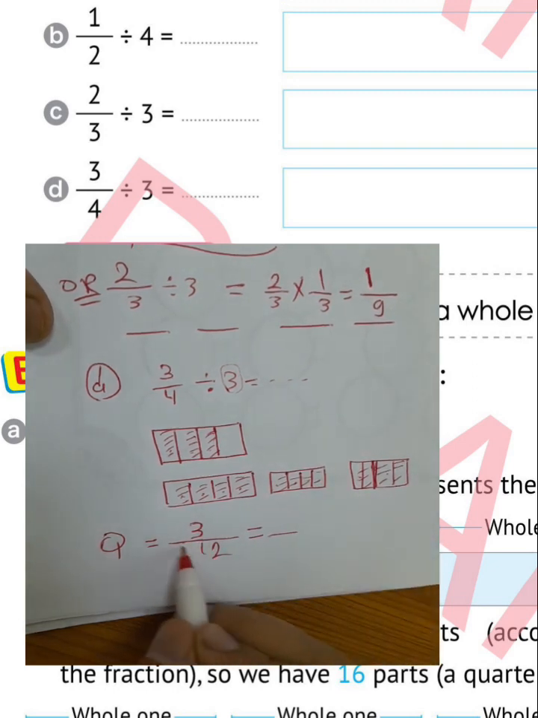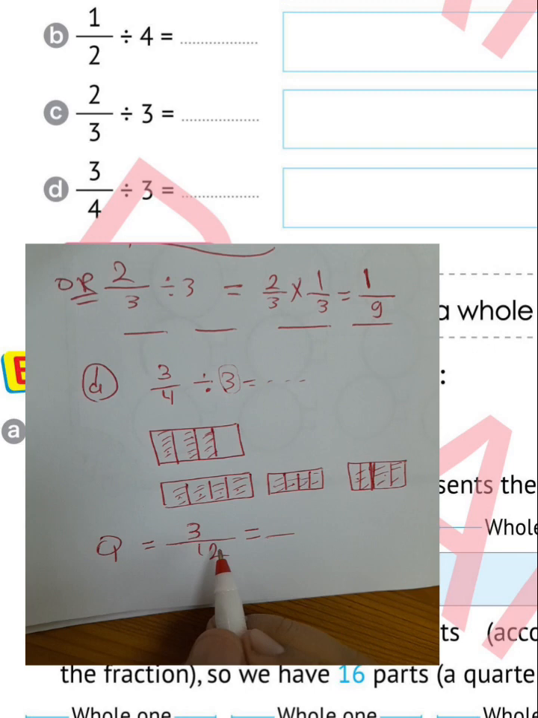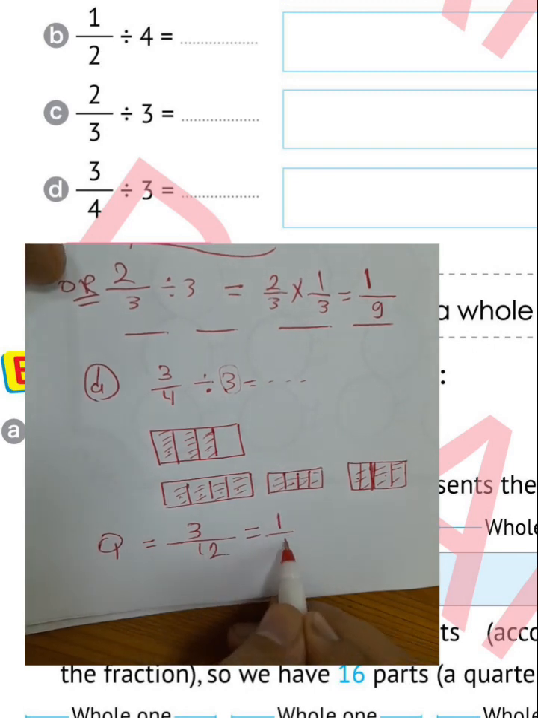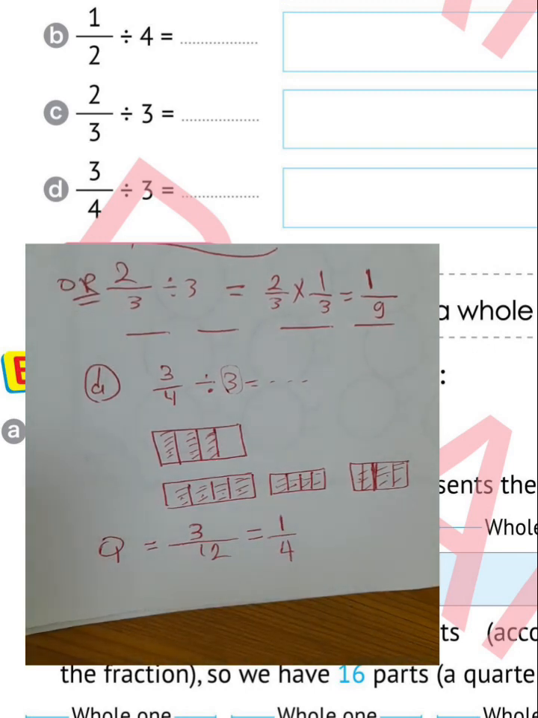And then you can simplify by dividing the numerator and denominator by 3. 3 divided by 3 equals 1, 12 divided by 3 equals 4. Then the result will be 1/4.